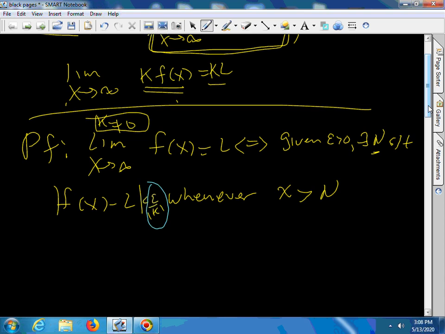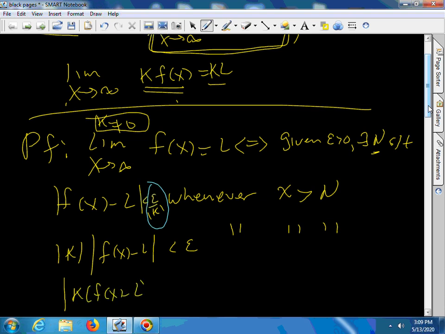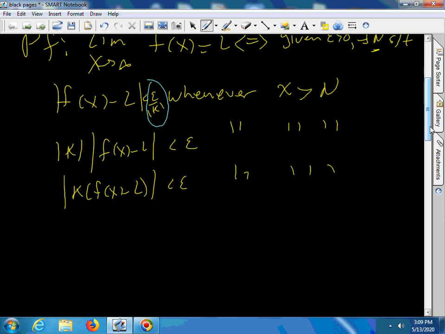Well, this means that multiplying both sides by the absolute value of k, this is less than epsilon whenever x is sufficiently large. But the absolute value of one thing times the absolute value of another thing is the absolute value of the product of the two things, whenever x is big enough.